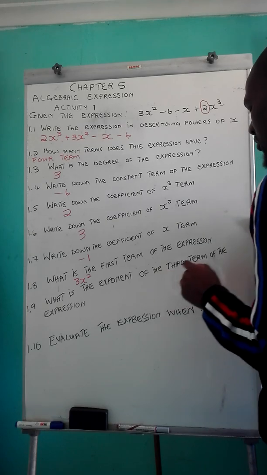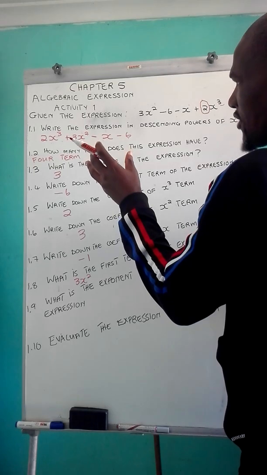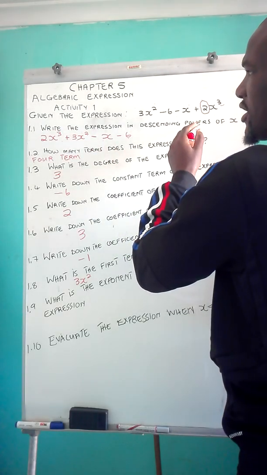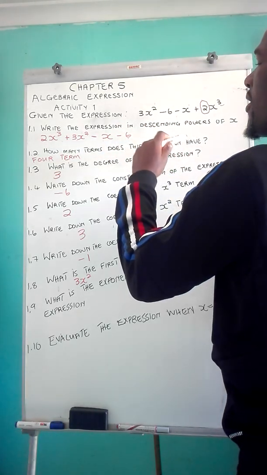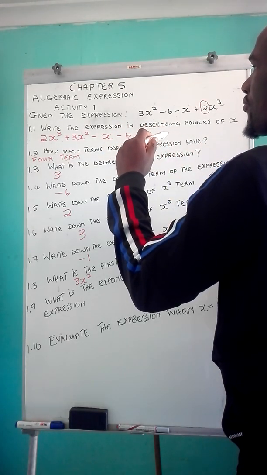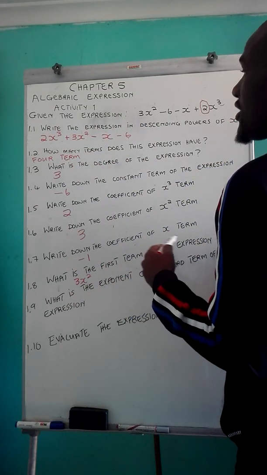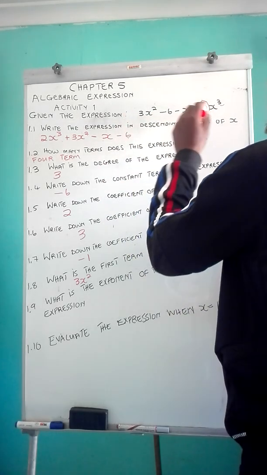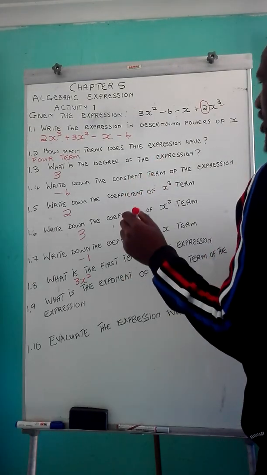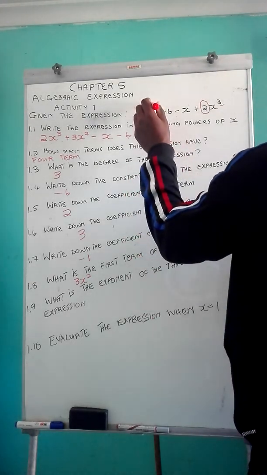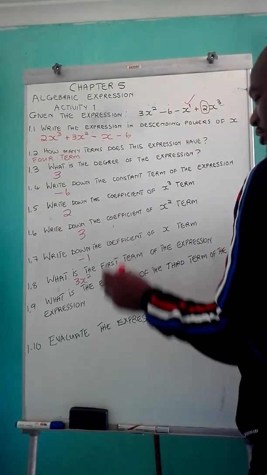What is the exponent of the third term of the expression? When they say third term of the expression, this is not the expression in descending order. This is your given expression, so we'll use the given expression. This is the first term, second term, this is the third term. And there's an invisible 1 here as the exponent. So the exponent is 1.